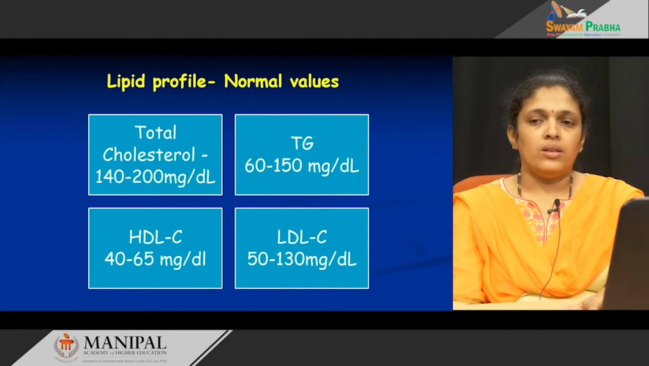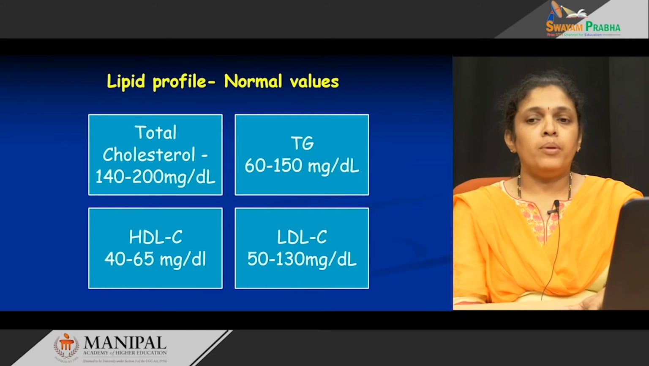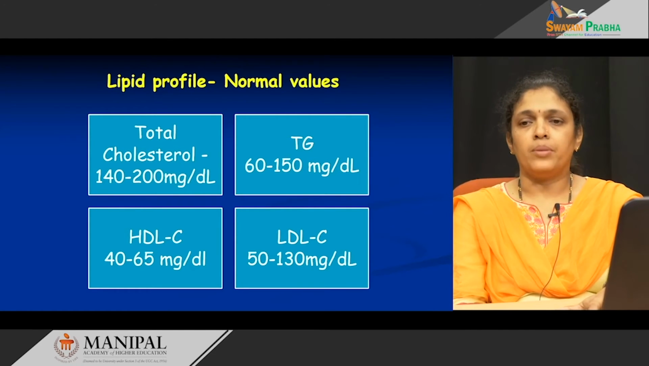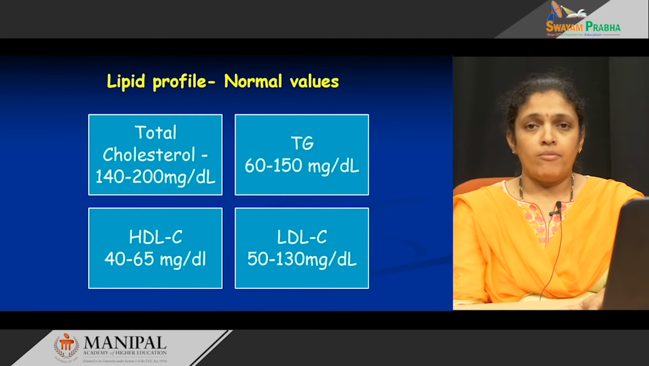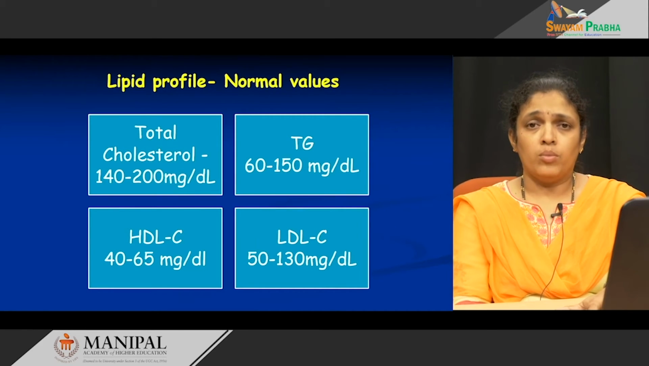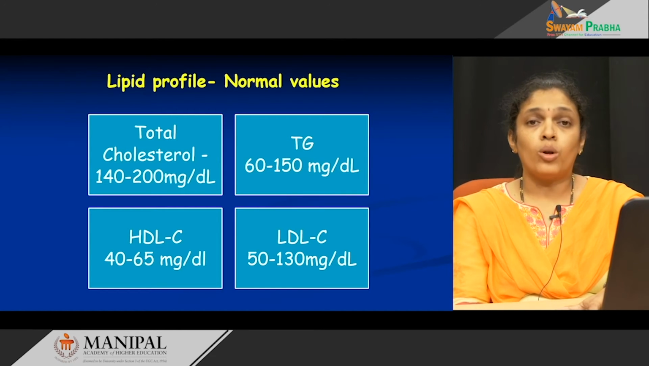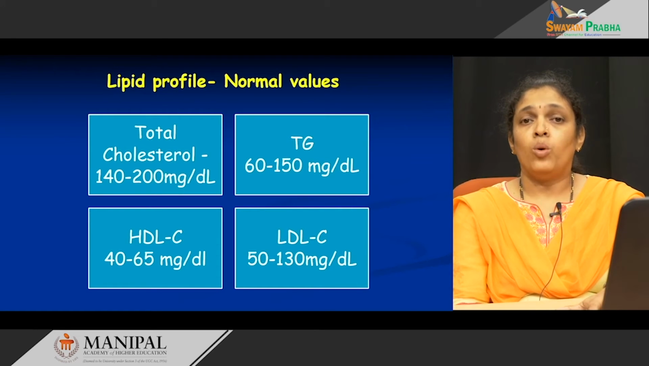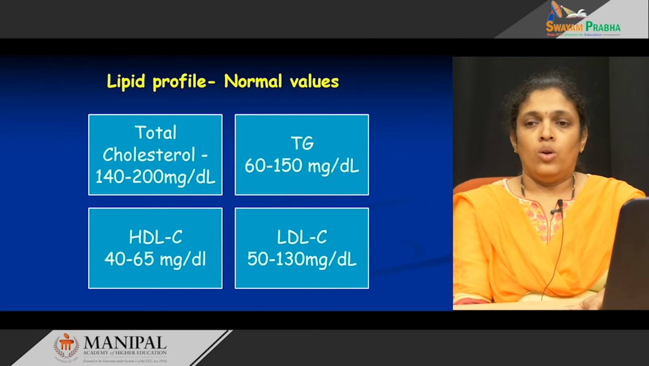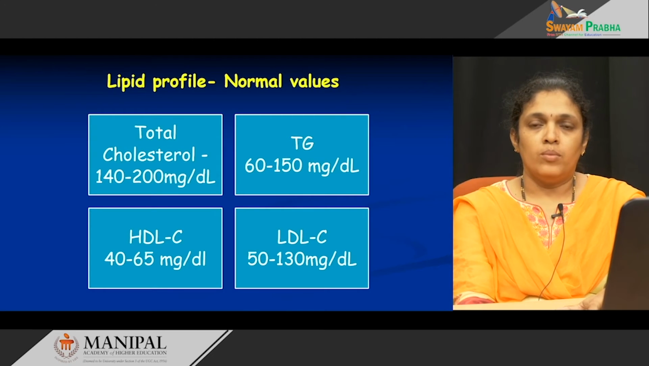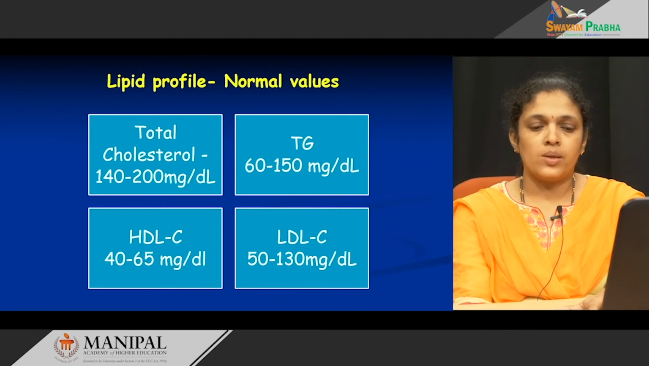Moving on to the third one, the amount of HDL cholesterol should be between 40 to 65 milligrams per deciliter. The more the better. If you have more HDL cholesterol, it is always good, so anything above 65 is good. That is one exception where we say that more is good. Now, the LDL cholesterol range is between 50 to 130 milligrams per deciliter. We should not have LDL cholesterol of more than 130 milligrams per deciliter, because the more the LDL, the more harmful it is. The more the HDL, the better for us. The more the LDL, the worse. That is what is important out of this.